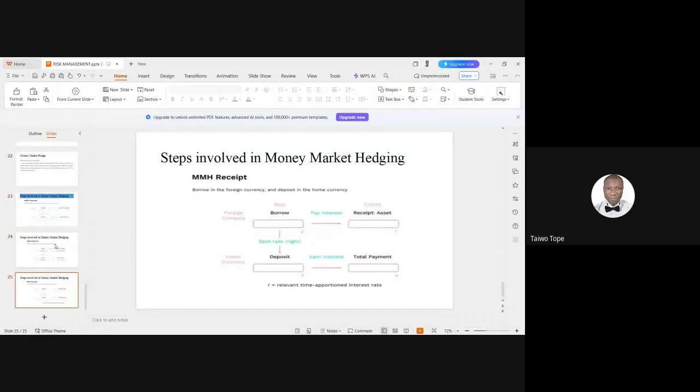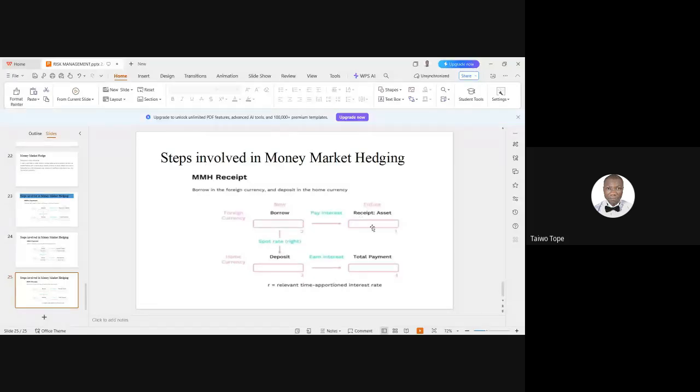So when you read a question and the question is telling you that XYZ is expected to receive the sum of $20,000 and XYZ is based in Nigeria, it means XYZ is expecting something in future. So please look at these charts now. When you are expecting a receipt in form of assets in future, the first step is using this chart here. You can draw it in your book.